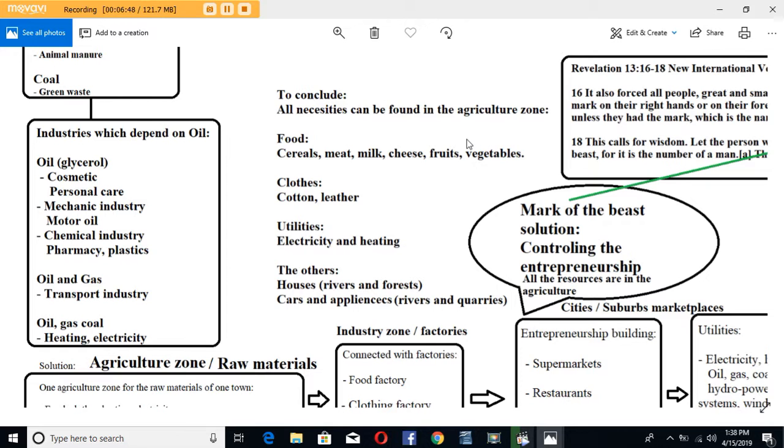Food: cereals, meat, milk, cheese, fruits, vegetables. Clothes: cotton, leather. Utilities: electricity and heating. Others: houses, raw materials from rivers and forests. Cars and gadgets: raw materials from rivers and quarries.